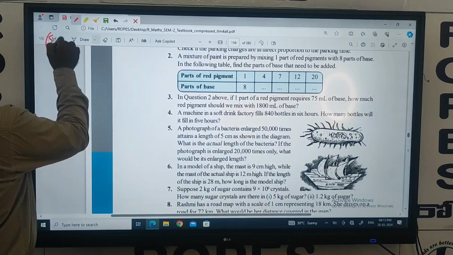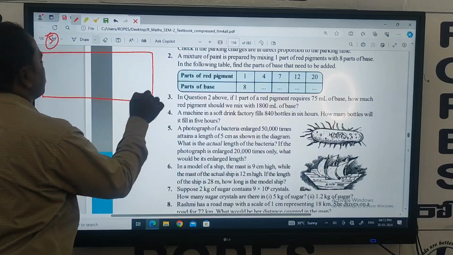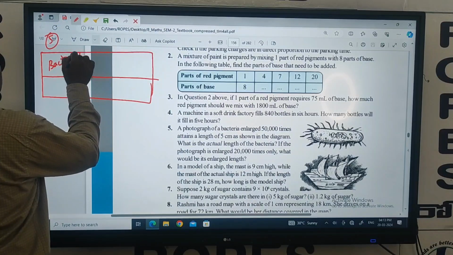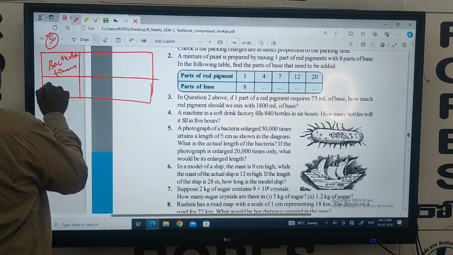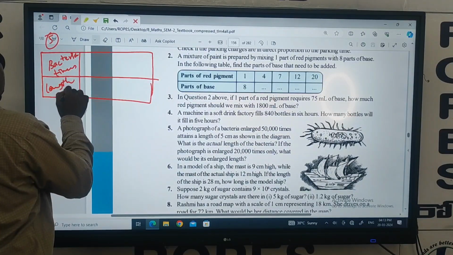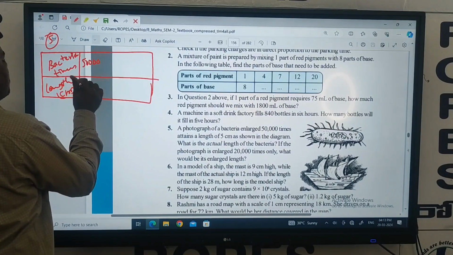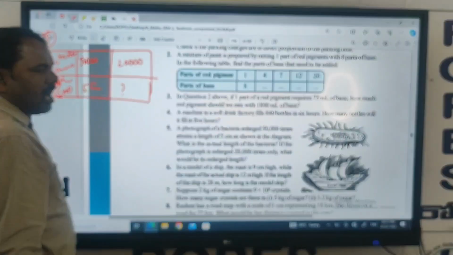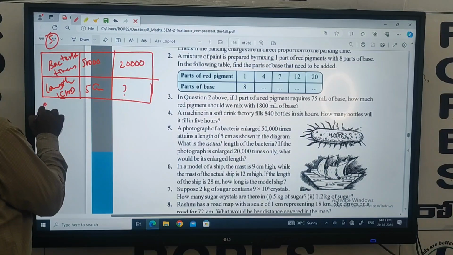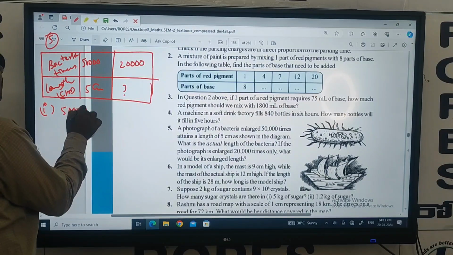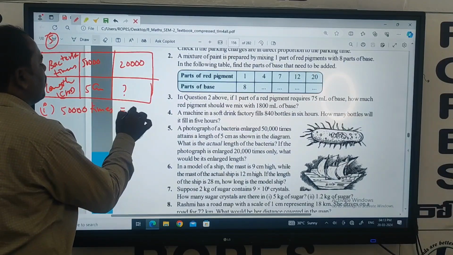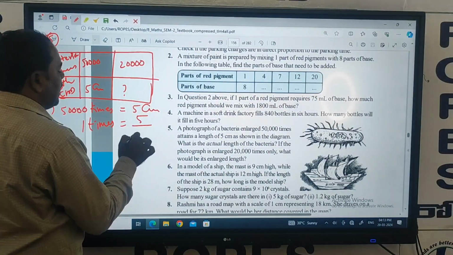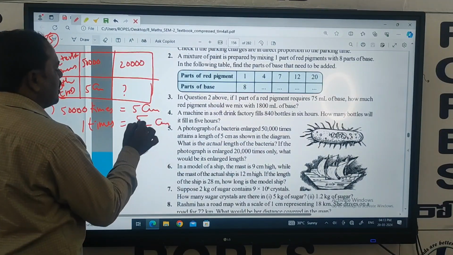Okay, so in the fifth question, first we should draw the table. See here, bacteria times and length in centimeters. 50,000 times is 5 centimeters. Then if it is 20,000 times, what is the length of the bacteria? That's what we have to find. Before that, the first question they asked: 50,000 times is equal to 5 centimeters. Then one time, that means the actual length, is equal to 5 by 50,000 centimeters.